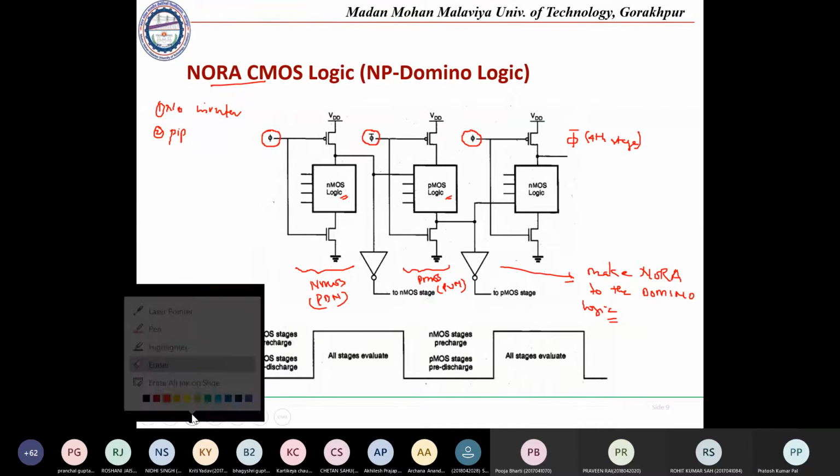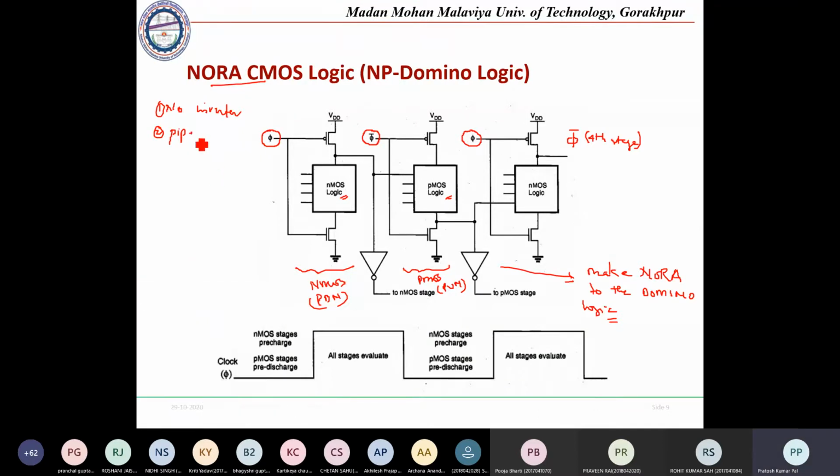Okay. So how will the pipelining be taking place? Here the pipeline architecture will be used. Pipelining can be explained by this. Suppose the clock φ is there. For some time it will be 0, and for the rest of the time it will be 1, so it alternates between 0 and 1 logic.